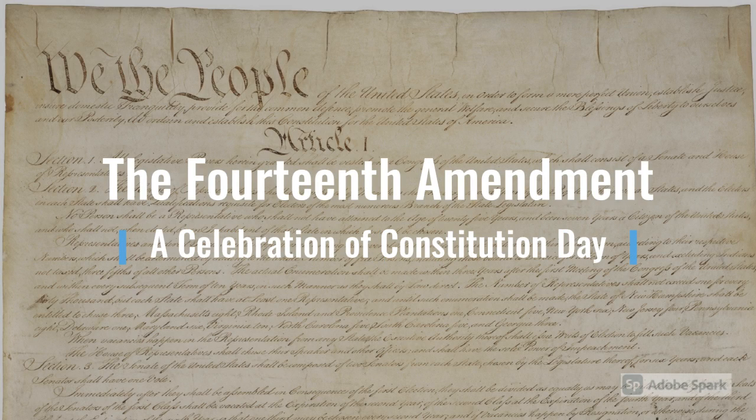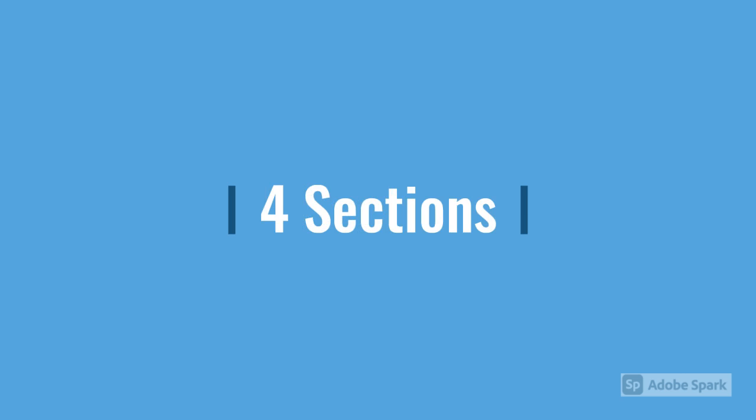The 14th Amendment was passed by Congress in 1866 and ratified by the states in 1868. The 14th Amendment changed a portion of Article 1, Section 2 of the Constitution. The 14th Amendment is very, very long. There are 5 sections to this amendment. Let's break each one down.